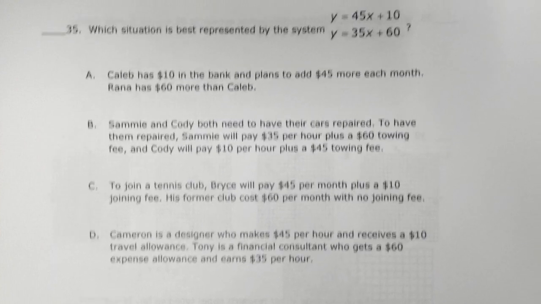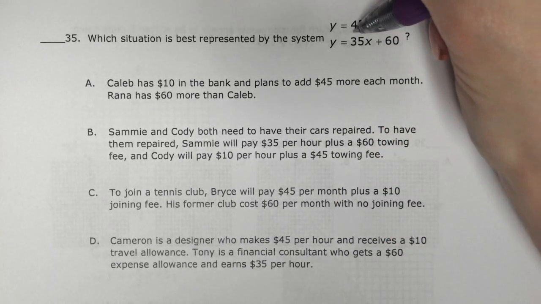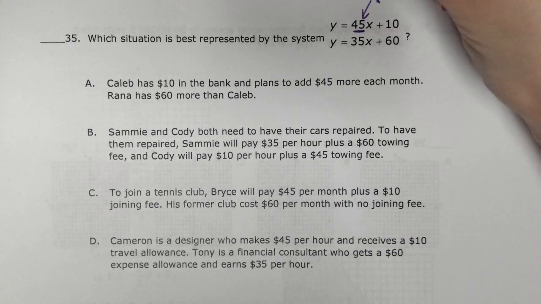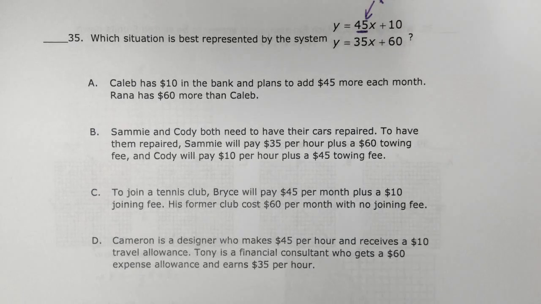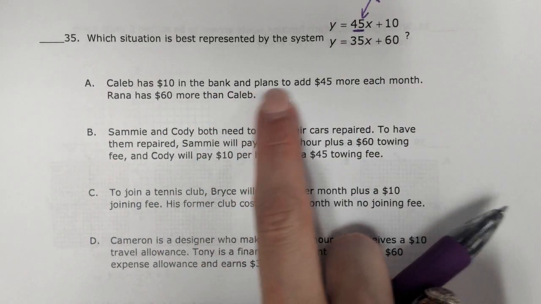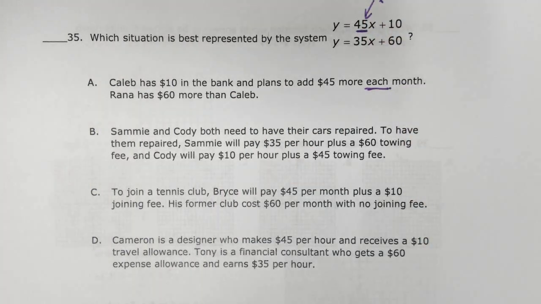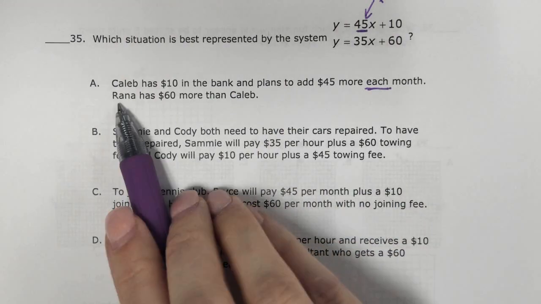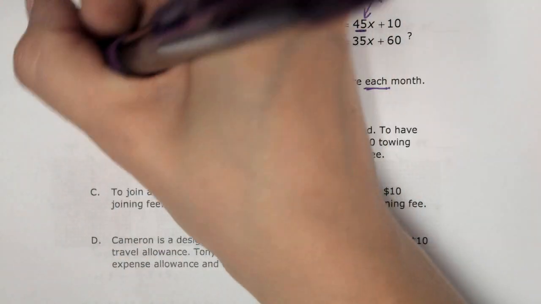Which situation is best represented by the system? Okay, anytime it's in front of that x, the slope, you know you're going to have per, each, or every. So Caleb has $10 in the bank and plans to add $45 more, sorry guys, each month. So that works. Raina has $60 more than Caleb. I don't see any eaches in that last sentence.